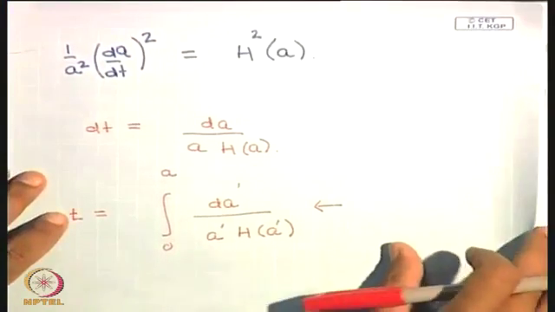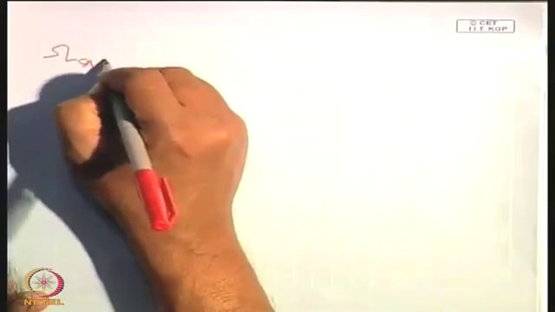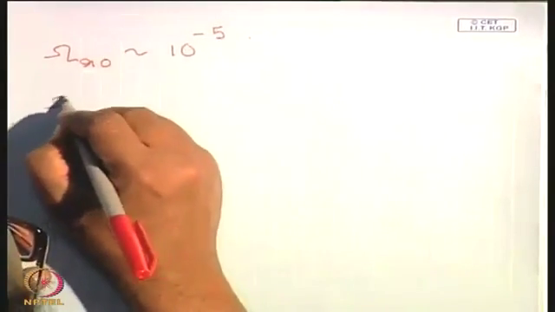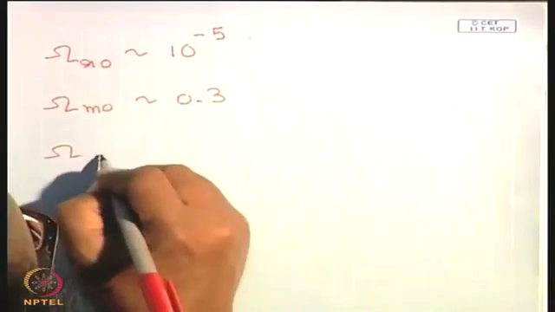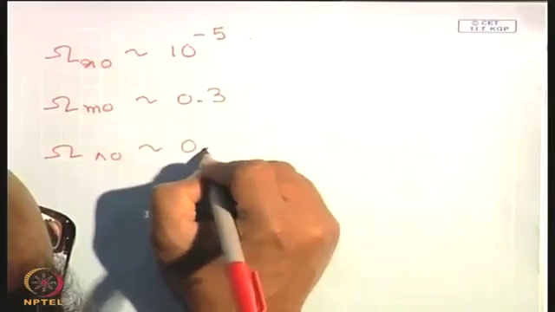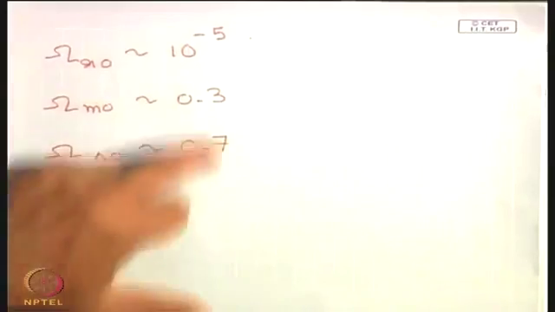Okay. So, I will give this to you as an assignment, work out numerically the solution for a combination of matter, radiation, and the cosmological constant. Work out a of t. Take for example omega radiation naught to be of the order of 10 to the power minus 5, omega matter naught to be of the order of 0.3, and omega lambda naught to be of the order of 0.7. Okay. The total sum has to be 1, this is very close to 1.